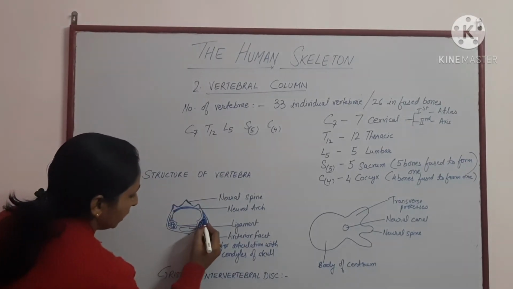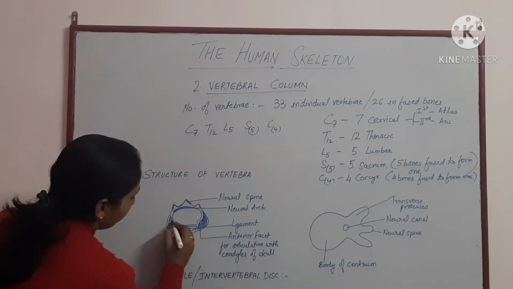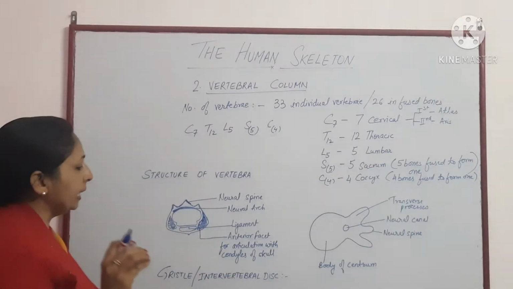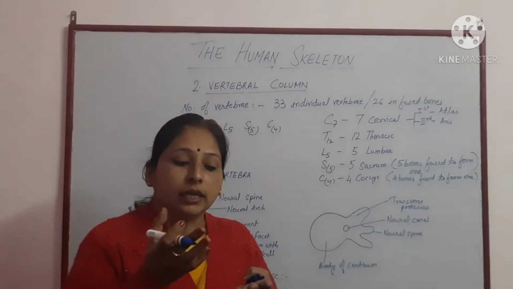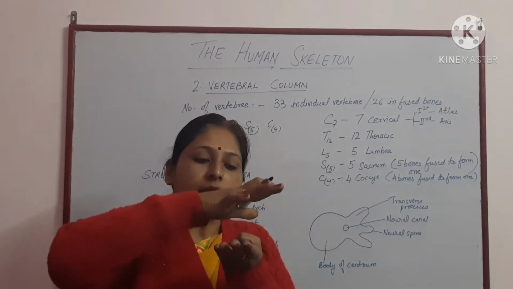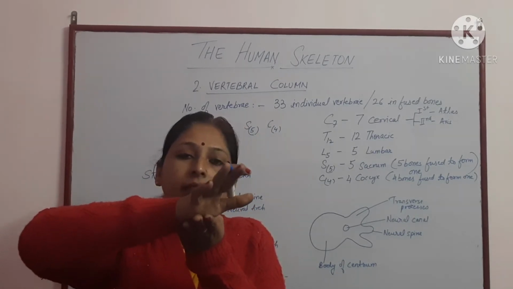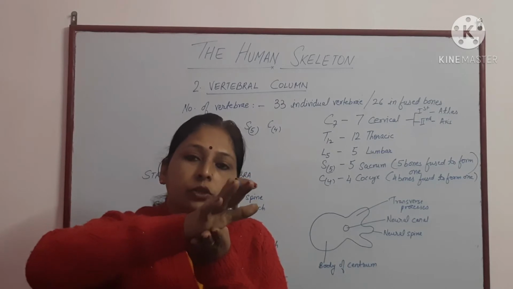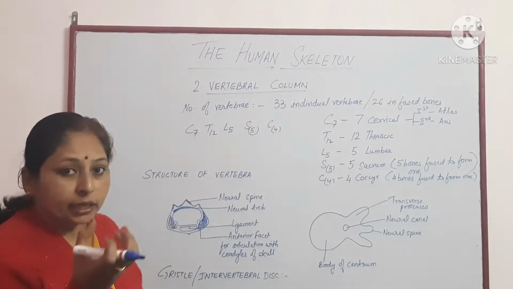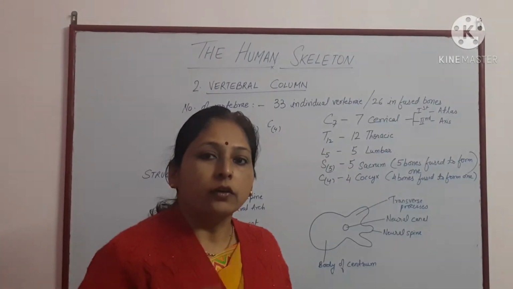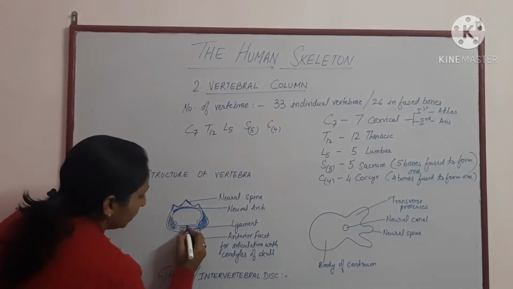Next, the net-like structures shown here are the anterior facet for articulation with condyles of skull. Condyles of skull means the skull, and here is the articulation. This articulation is provided by the facets, or the surfaces. These surfaces help in articulation or joining of the vertebra with the skull region.